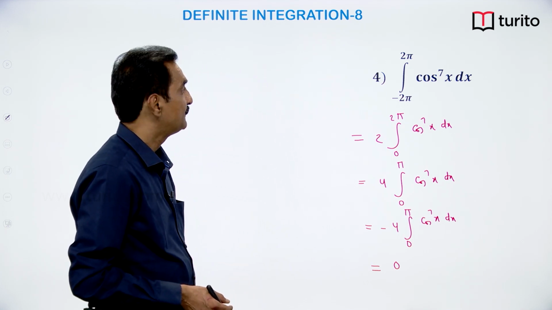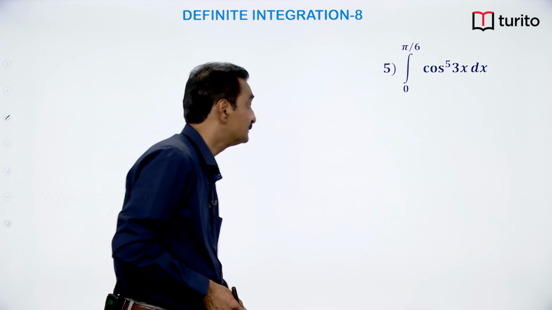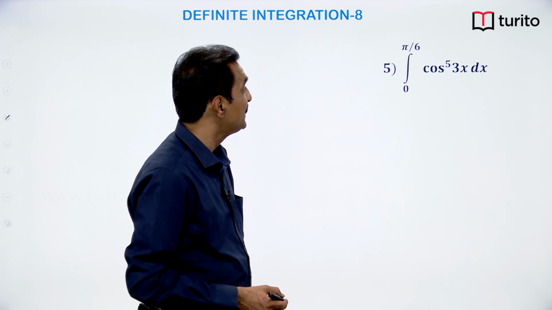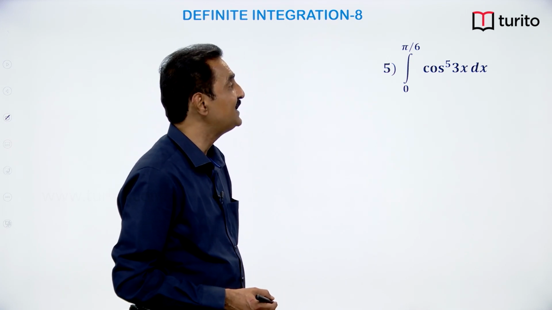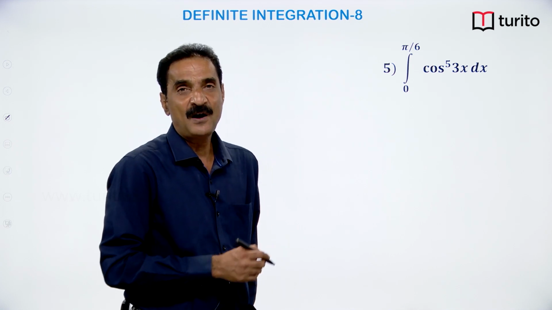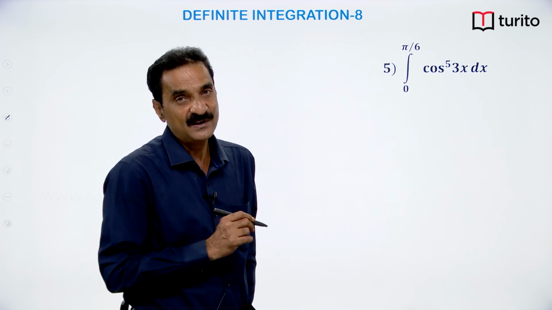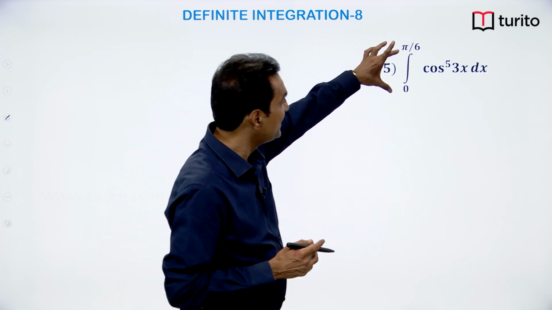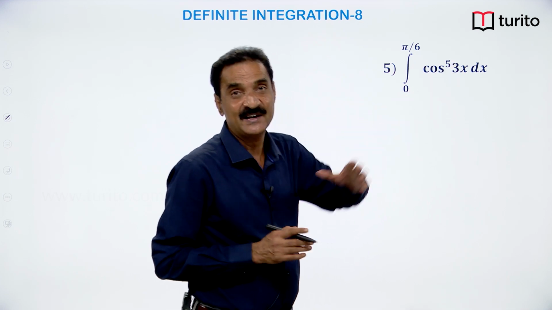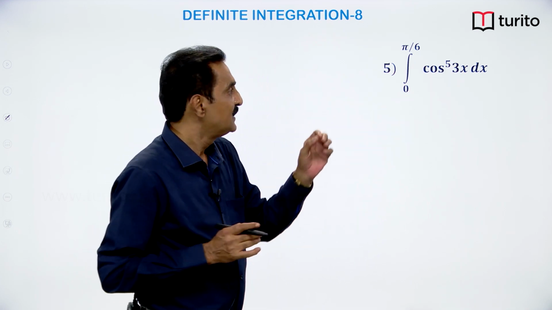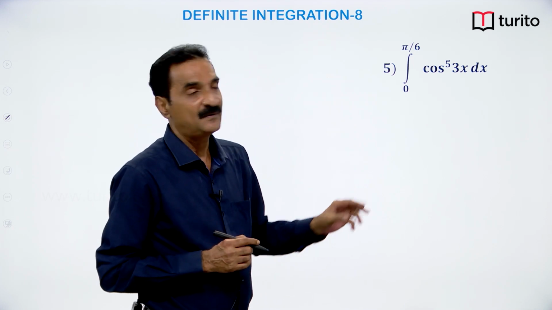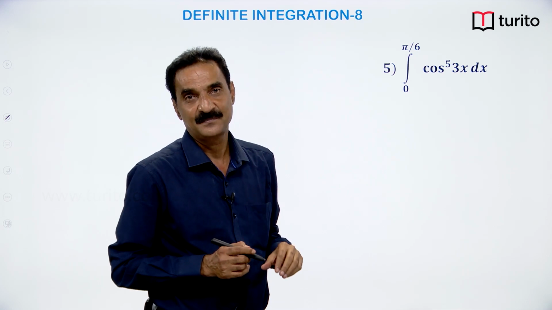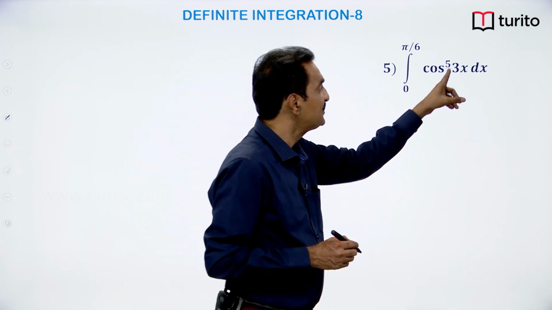Next question. Integral 0 to pi by 6 cos power 5 3x. In our formula, we have integral sine power nx and integral cos power nx, limits 0 to pi by 2. Here limits are different and this is not x, this is 3x. So, what we will do is, by using substitution, we will make it cos power nt. What is the substitution? Put 3x is equal to t.